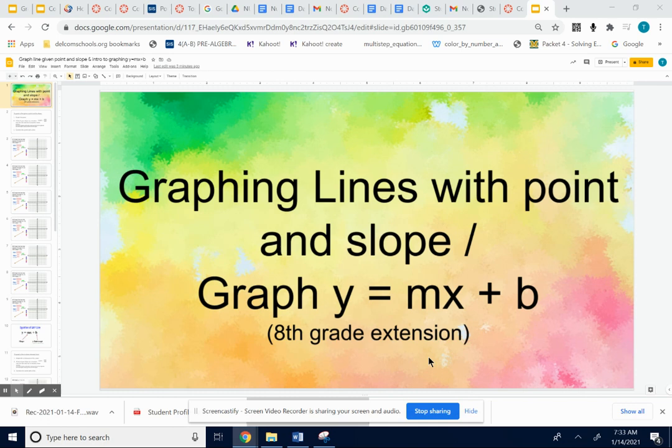Okay, in this lesson, we're going to be graphing a line if we're given a point on the line and the slope of the line. Okay, and then I'm going to show you how to do an 8th grade type of problem. I really think you can do it because it's so similar to what we're doing in 7th grade anyway.